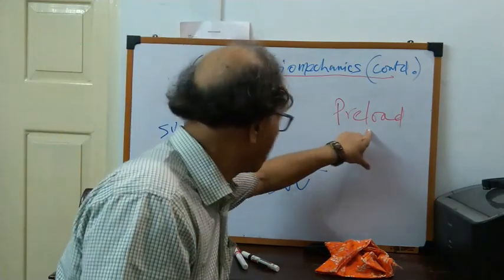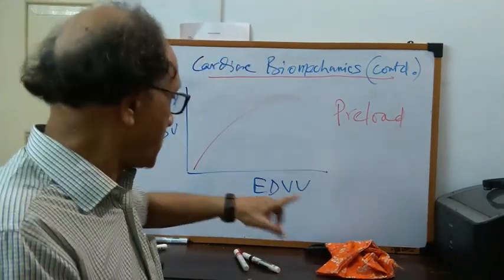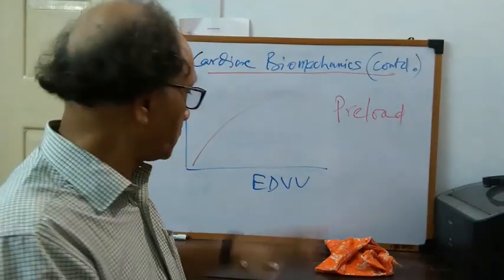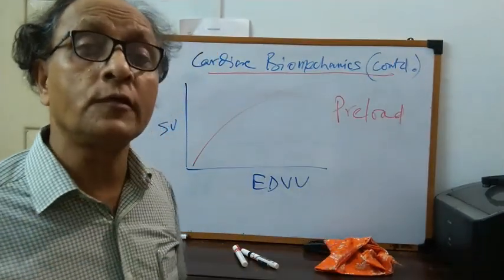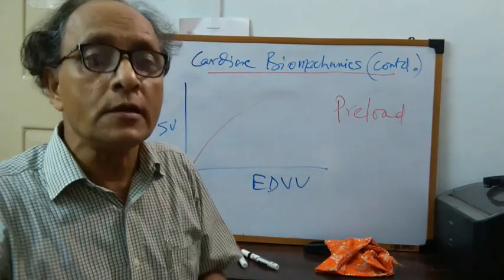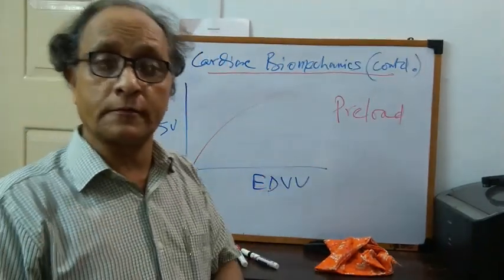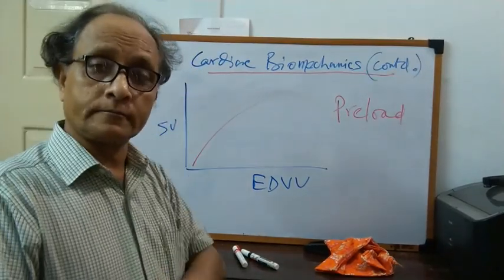So this is preload. So what is preload in an intact body? It is the end diastolic ventricular volume. It is synonymous with the preload. So whenever we say that preload has increased, we mean to say that end diastolic ventricular volume has increased. So this is about preload.